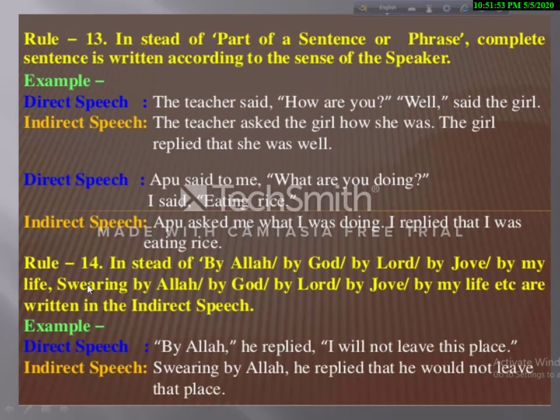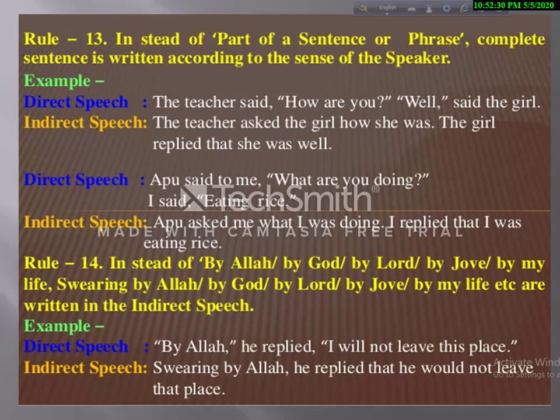Now it's rule 14. Instead of by Allah, by God, by Lord, by Job, by my life, very often at the time of making conversation, we use these terms, by Allah. So it's a promise. If it's by Allah, I have not done that. I want to mean that I can promise in the name of Allah. I can promise by the name of God. So it's a kind of promise. It's a kind of swearing.